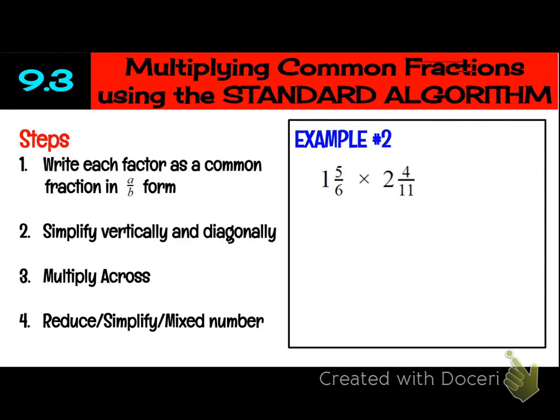Okay, so you should have noticed that both of the problems are mixed numbers, so they both need to be changed to improper fractions. 6 times 1 is 6, plus 5 is 11. So my first fraction will be 11/6 times 11 times 2 is 22, plus 4 is 26. So 26/11.